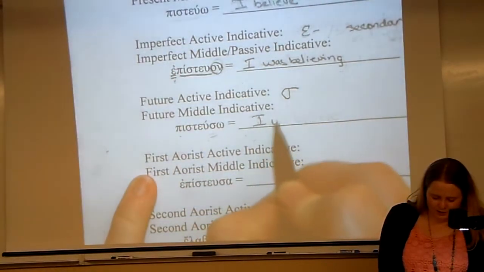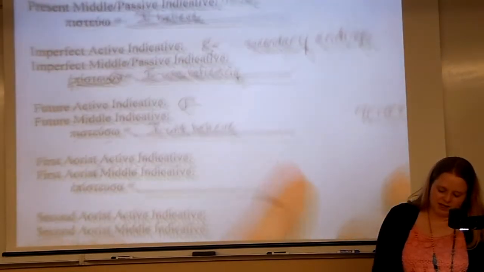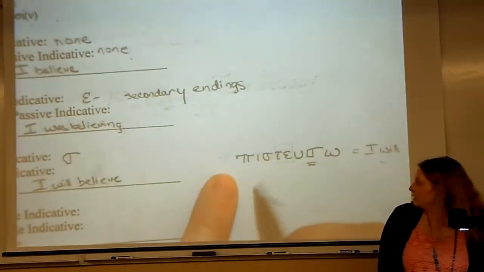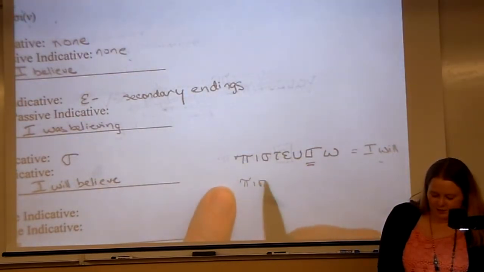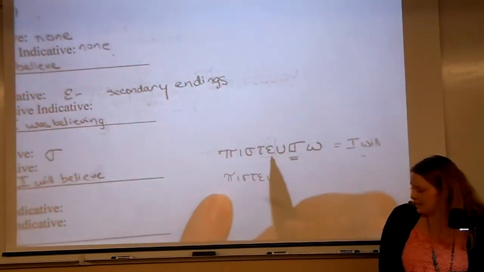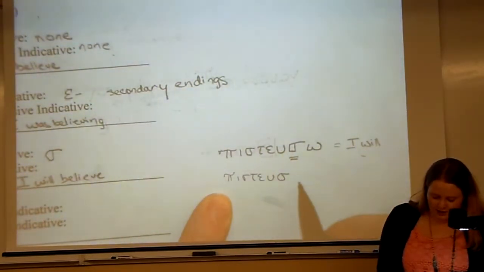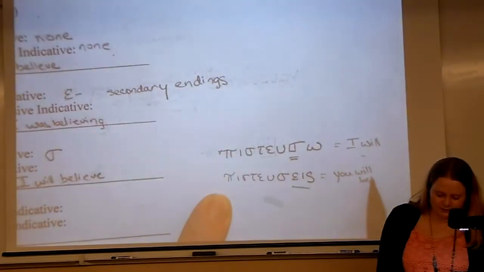So I can put that over in this box right here. I will believe. But let me give you another example of the same thing. What if I wanted to say, you will believe? I do it basically the same way. I take the stem, pisteu. To the stem, I add a sigma in the middle. And then after the sigma, I add the second person singular ending, eis, that I already know. This is you will believe.